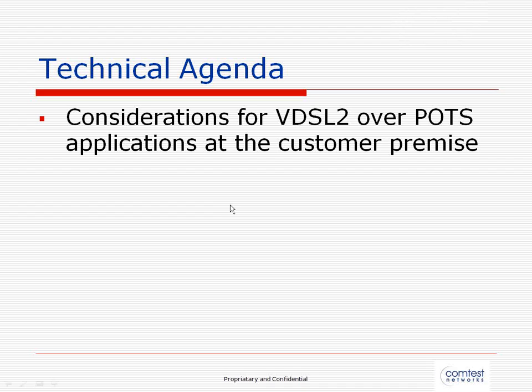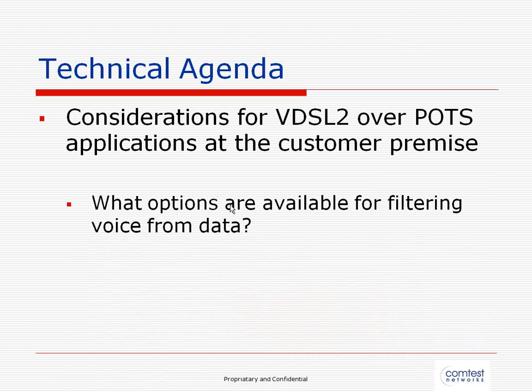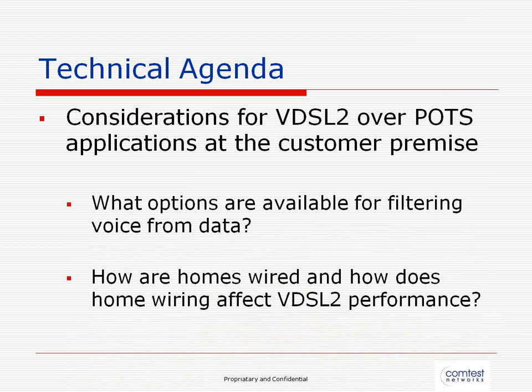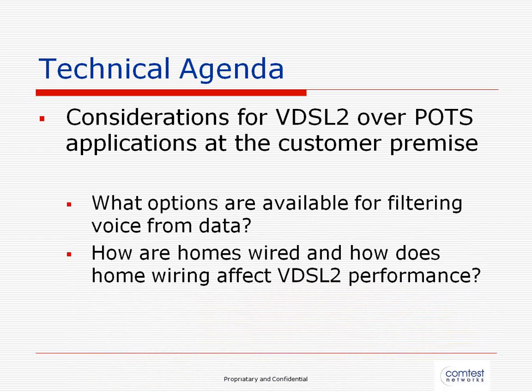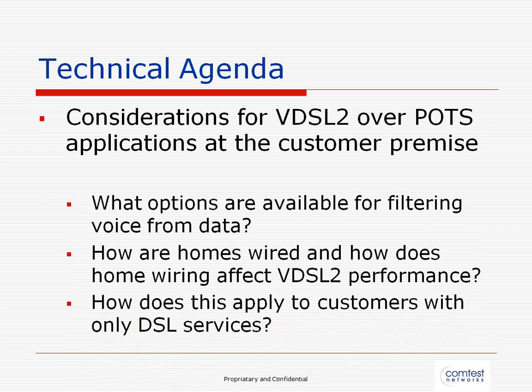First of all, what are our options for filtering and how do they affect the service rates? What are the different wiring topologies in homes and how do these affect data rates? How does this extend to a case where the customer has only DSL services at home?